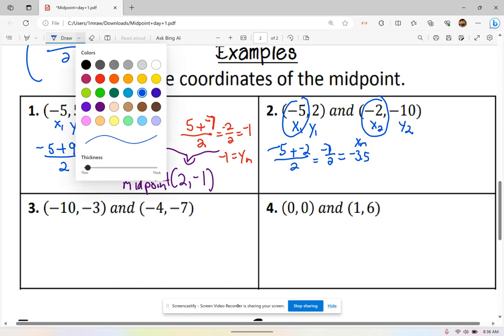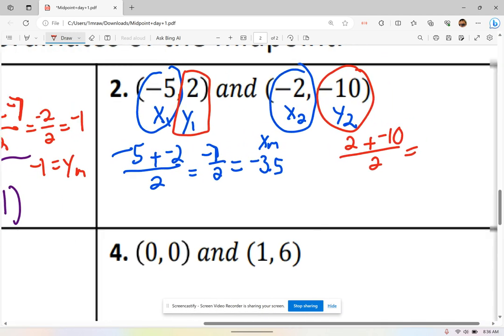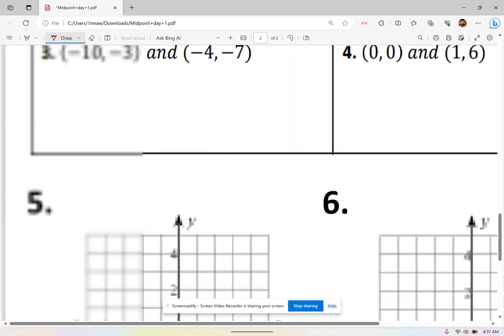Then you have your y values. So y1, 2, plus y2, which is negative 10, over 2. And that's going to be 2 plus negative 10 is negative 8, over 2 gives me negative 4. And that's going to be the y value of your midpoint. So your coordinate should be negative 3.5, comma, negative 4. Now, it's okay if you get decimals. It's going to happen. So just make sure you're careful with that, okay?